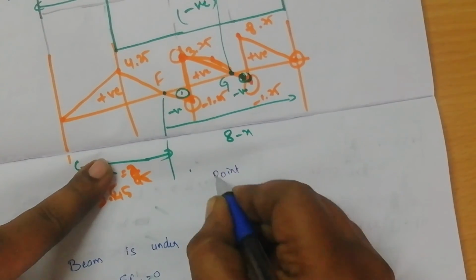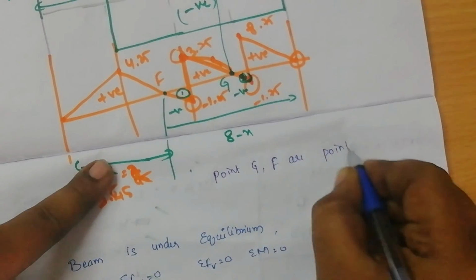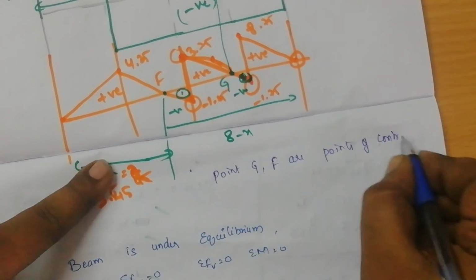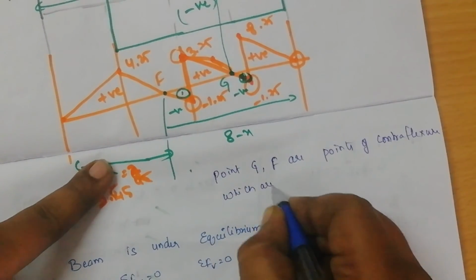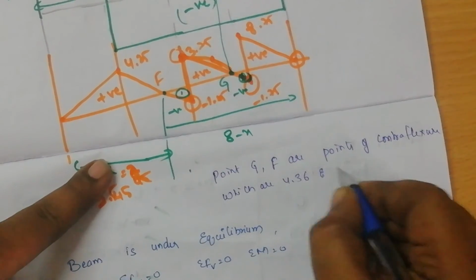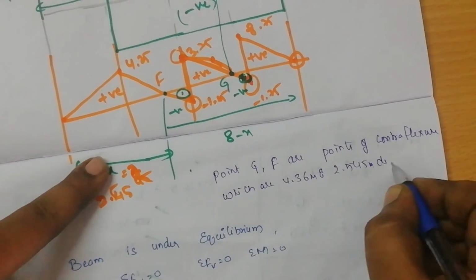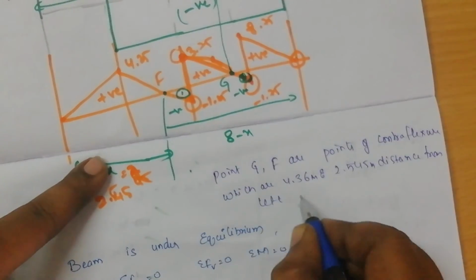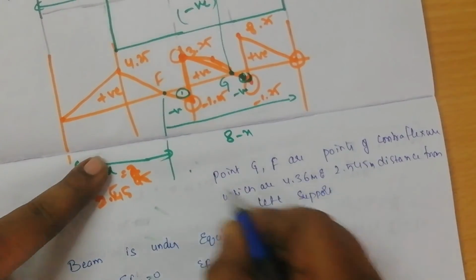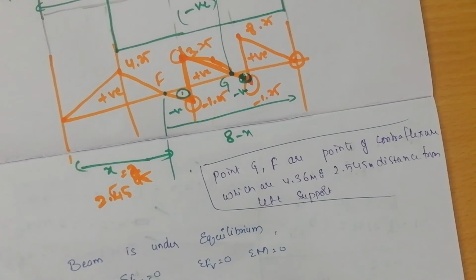Once you are done with this, you can write here: points G and F are points of contraflexure, which are 4.36 and 2.545 meters distance from the left support. At the end if you write this, it's enough, because most of the time they will ask where is the location of the point of contraflexure. In this way we will try to solve.